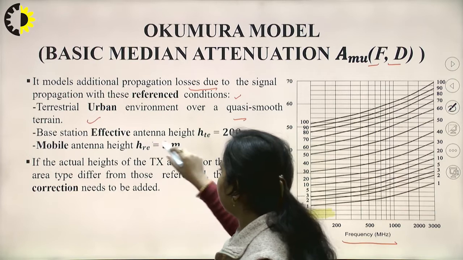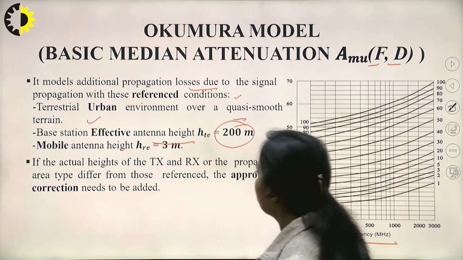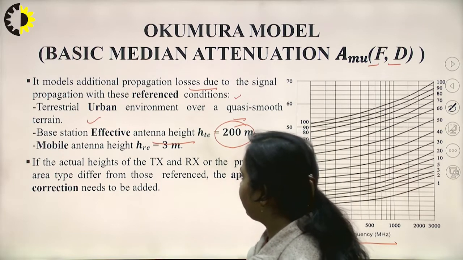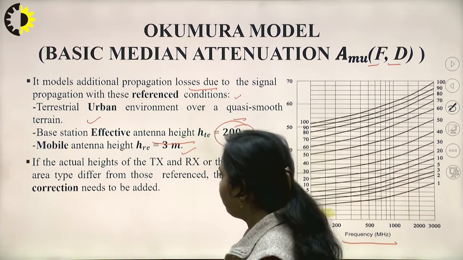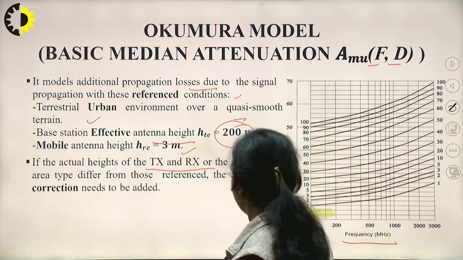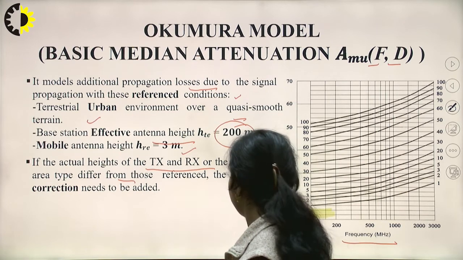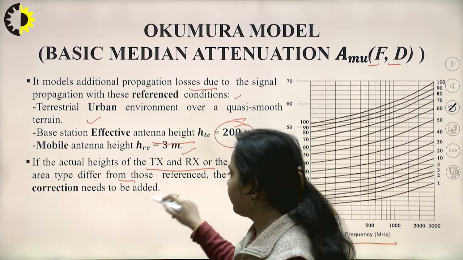The base station effective antenna height is considered as HTE, that is 200 meters. Then the mobile antenna height is considered as 3 meters. So if the actual height of the transmitter and receiver or the propagation area type differ from those referenced, the appropriate correction needs to be added.